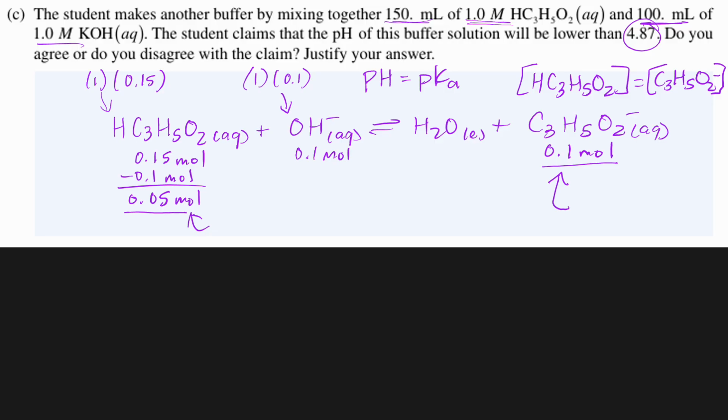The first thing you should be doing when you're answering a question like this is stating whether you agree or disagree. I would be starting with that and boxing it in personally, and then justifying it with what we just said. So something along the lines of the buffer contains a higher concentration of the conjugate base, and therefore the pH of the buffer would be higher than 4.87.